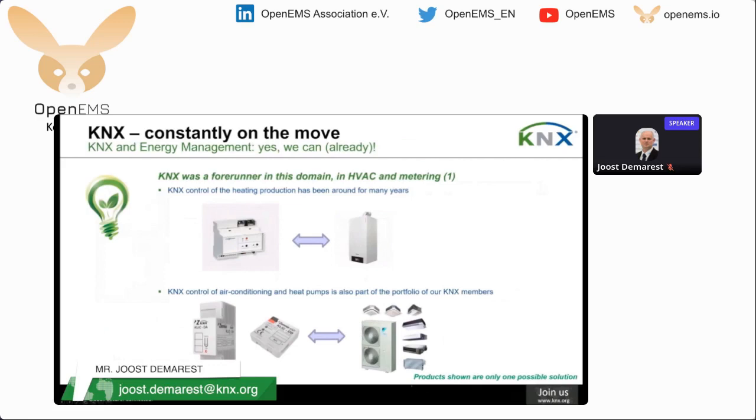I also draw your attention that all the products that are shown here in the presentation are just examples. There are many others around that you could use just as well.